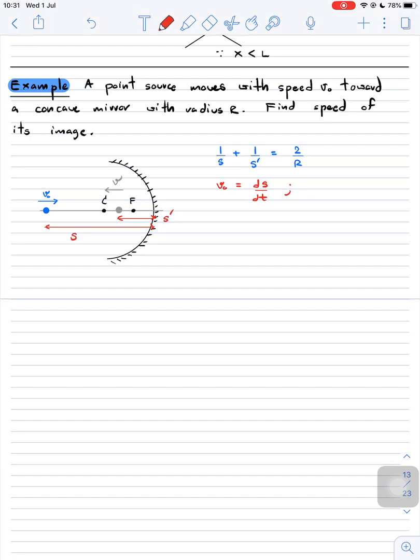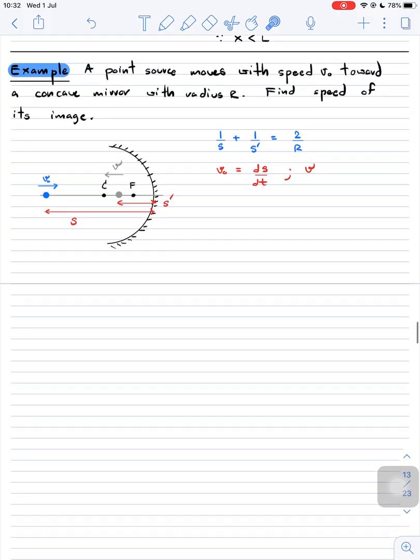Then the same for v, the speed of the image. If the image moves from here to here, then we can get the displacement of the image to be delta s prime. Then again, we can get the speed of the image to be ds prime by dt.